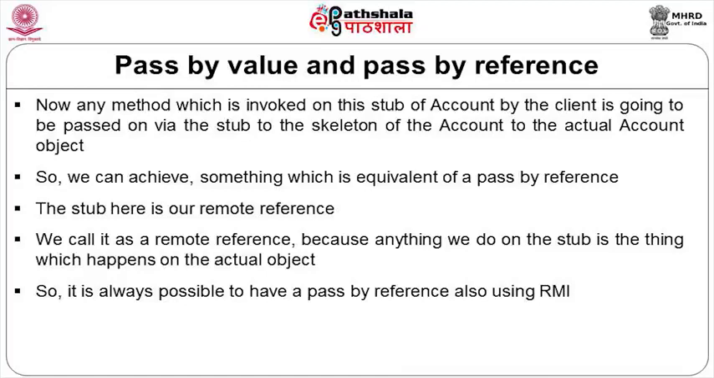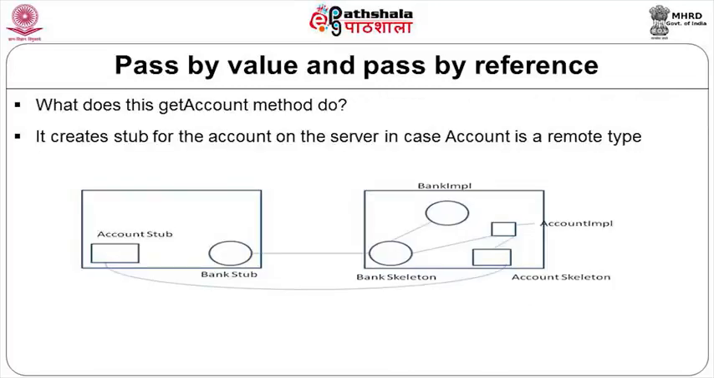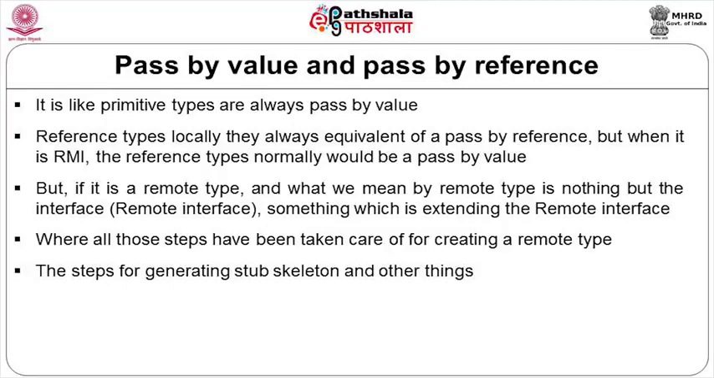The stub here is our remote reference. We call it a remote reference because anything you do on the stub happens on the actual object. So it's always possible to have a pass by reference kind of thing using RMI. Primitives are always pass by value, which we knew. Reference types locally are almost equivalent to a pass by reference. But over RMI, the reference types would normally be pass by value.